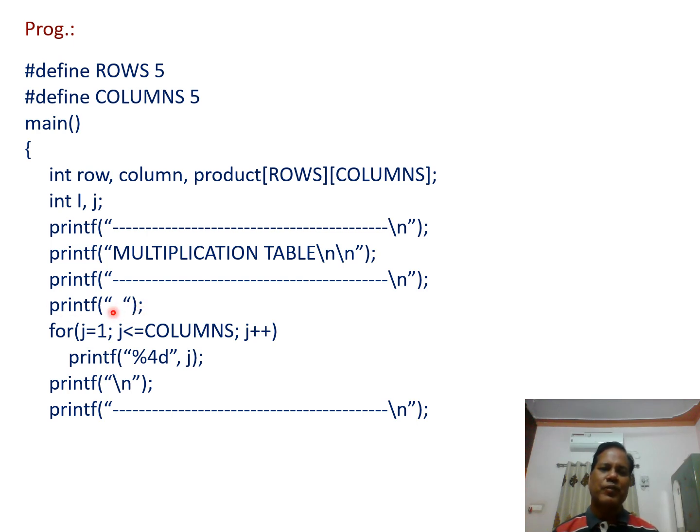Printf. In the double quotation marks, a space is there, so the space is printed, and then for j equal to 1, j less than or equal to COLUMNS, j plus plus, printf %4d, j. So what is printed here? Here the value of j is printed, that is, in 4 column spaces we print the 1, and then printf \n brings the cursor to the next row, where printf.